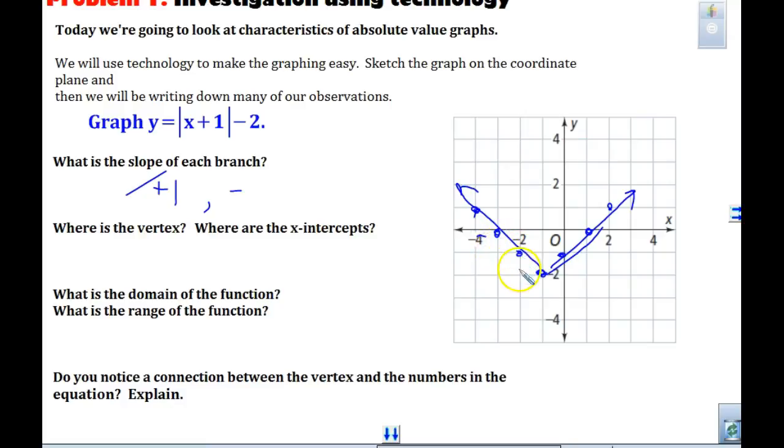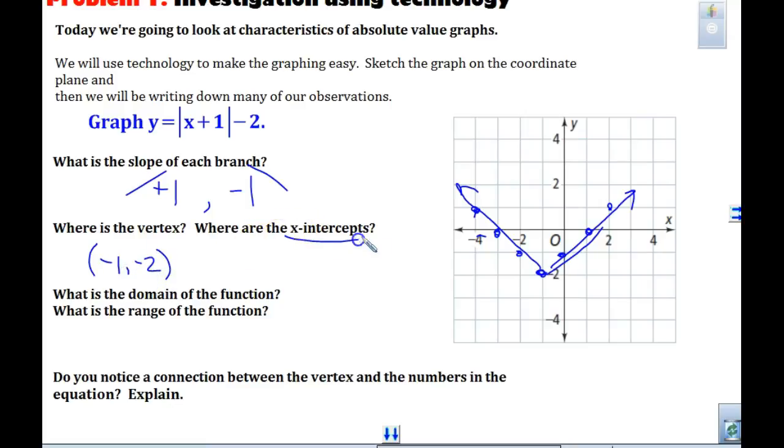Down 1 over 1, it's what? Okay, but would it be a positive 1 or negative 1? On this side? Negative 1, right? So, thinking of that slope guy when we had that picture, our two branches, one was positive, one was negative. Where was our vertex? Our vertex was at negative 1, negative 2.